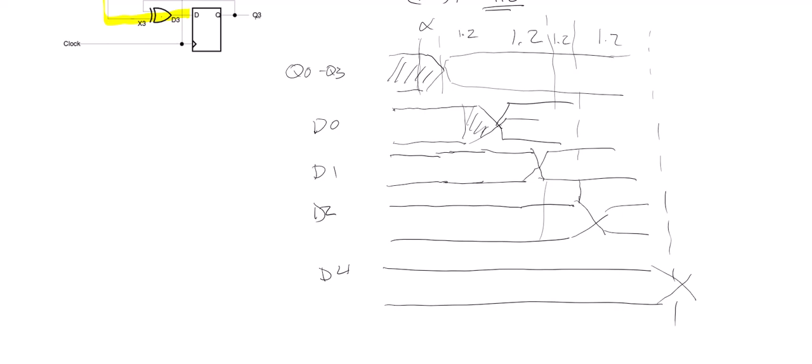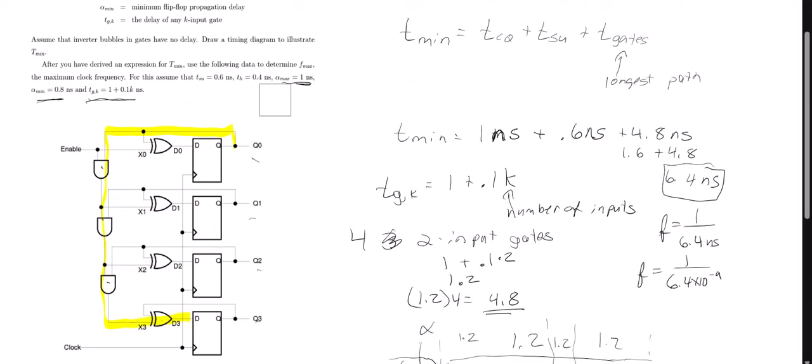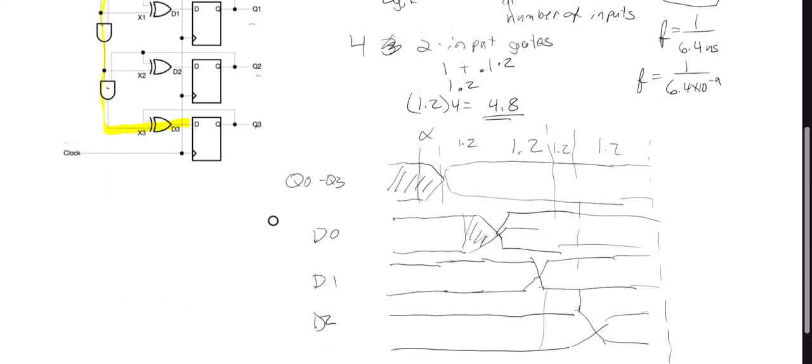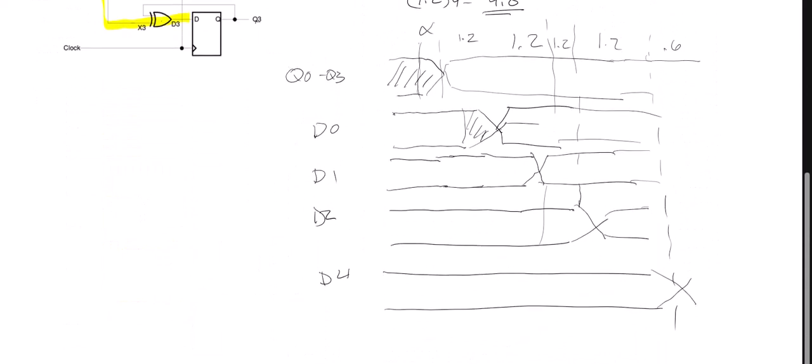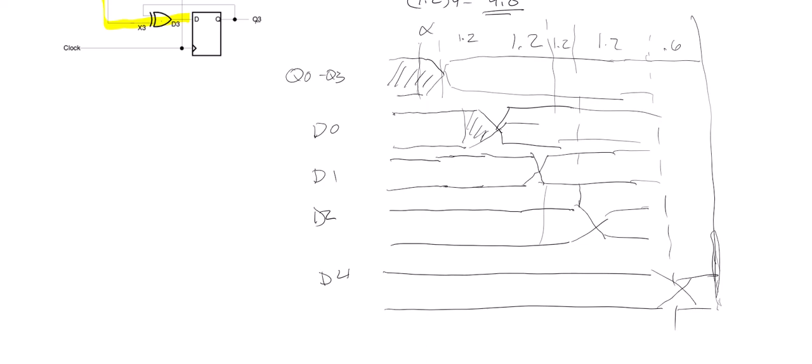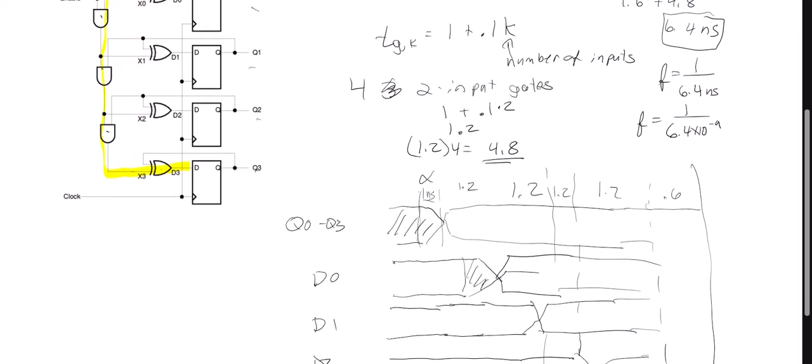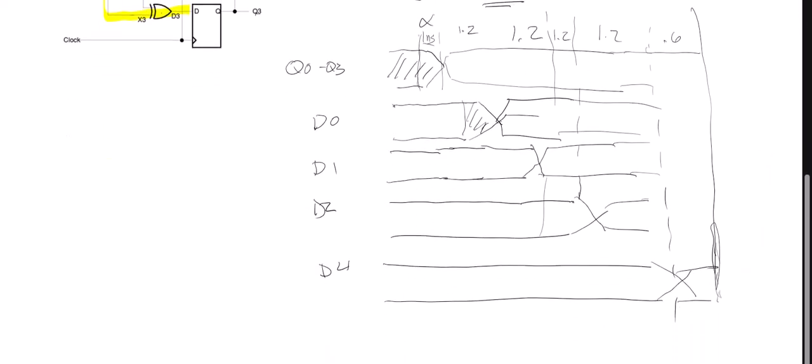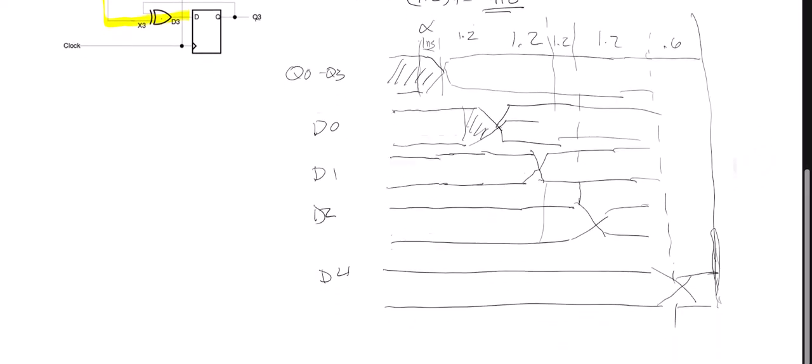nanoseconds. And then we are required to have our setup time, so it has to stay stable for a certain amount of time. And that is our setup time, which we are told is 0.6. So then we have 0.6 right here. So that's this time right here. And so our total amount of time, this was our maximum propagation delay, which I think we said was 1 nanosecond. Was it? Yeah. And then if you add all those together, you get 6.4 nanoseconds.